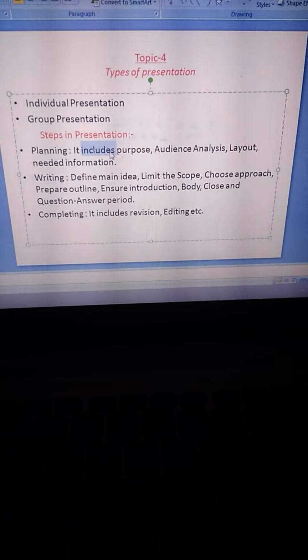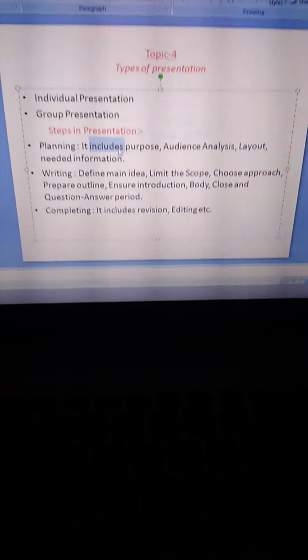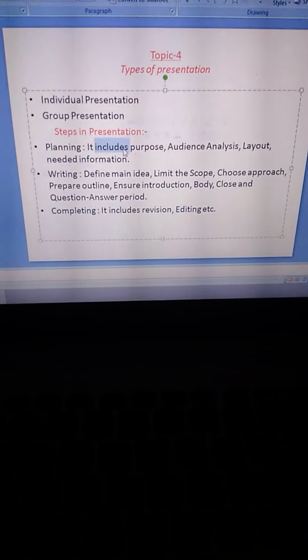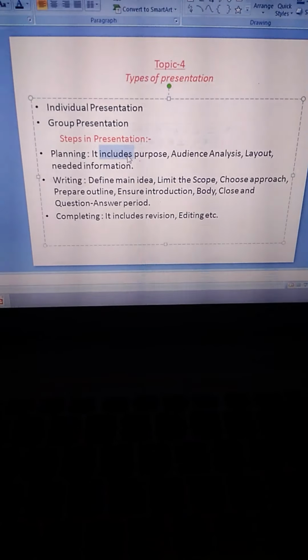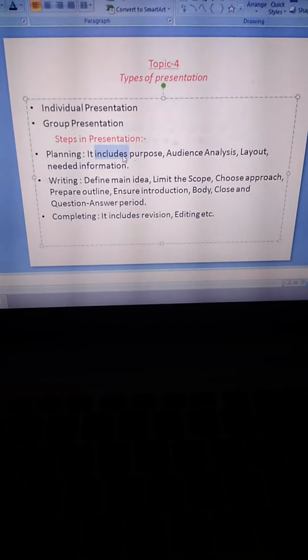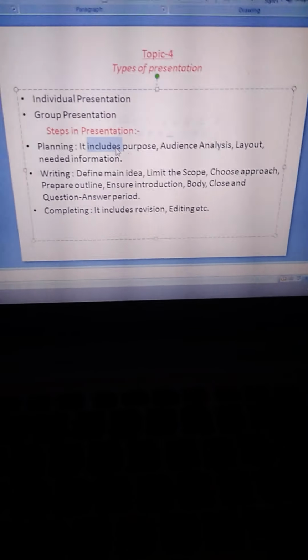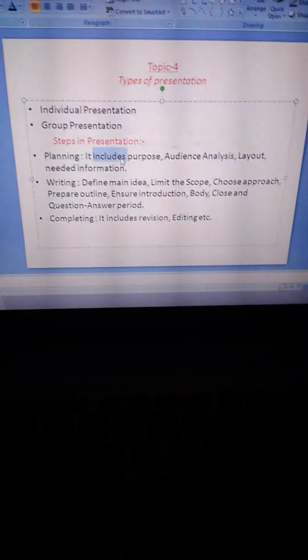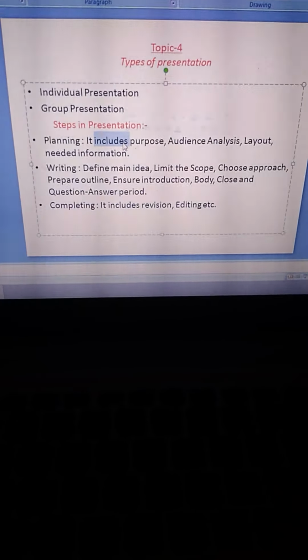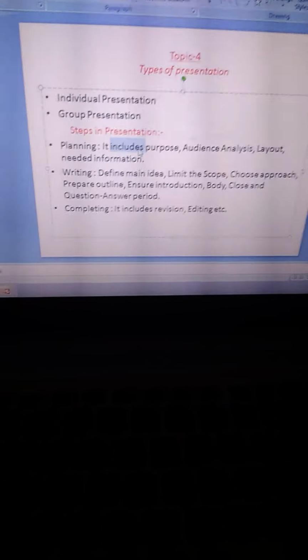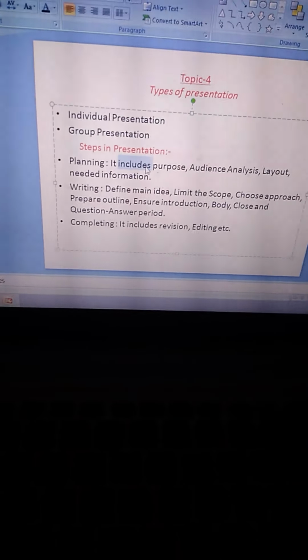It includes revision or editing, etc. For example, if a writer is writing a story, it's not that whatever he has written is the final script. The reality is that every writing process, whether small or large, needs the completing step.